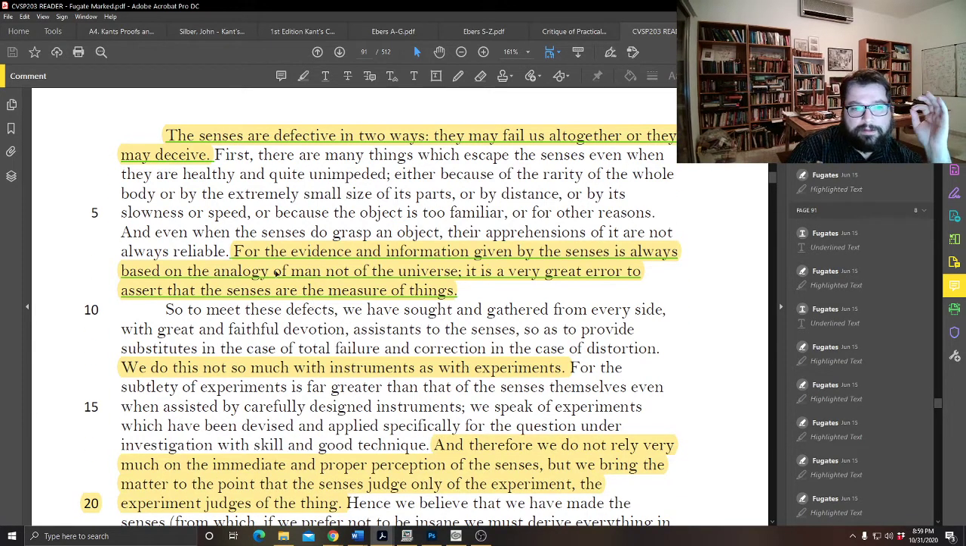And this is the reason. This is the underlying reason, or the way he understands the deception of the senses. He says, the evidence and information given by the senses is always based on the analogy of man, not of the universe. What that means is essentially the same idea he puts in another place by saying that human nature is like a mirror, a mirror that is bent in a certain way.